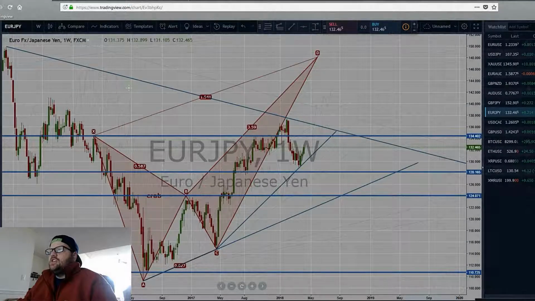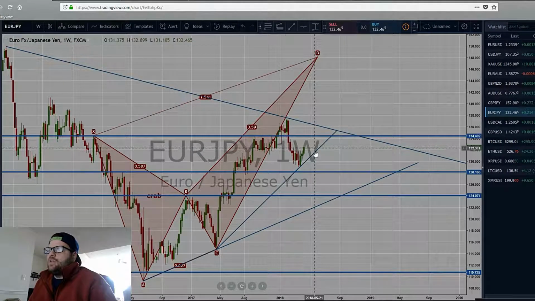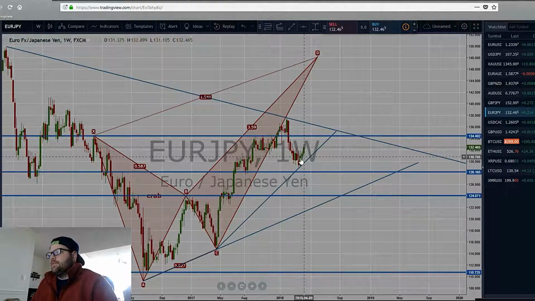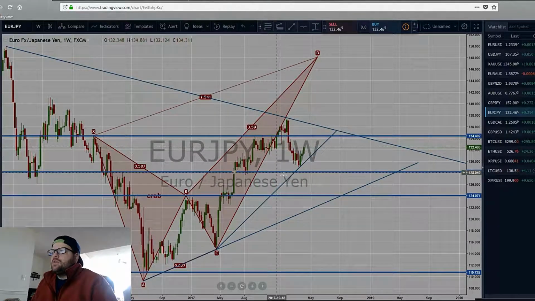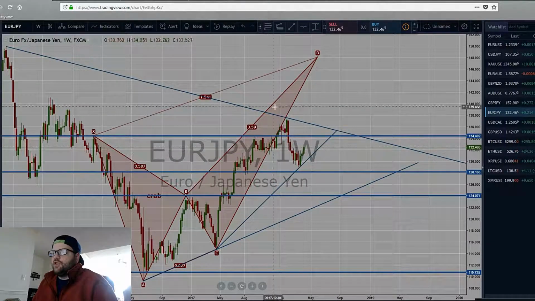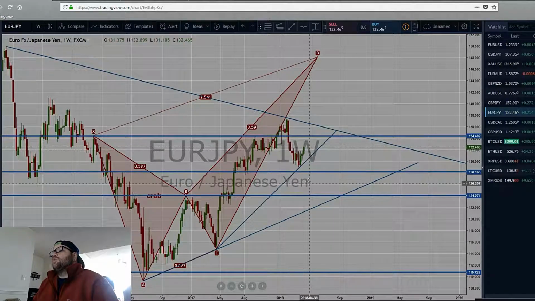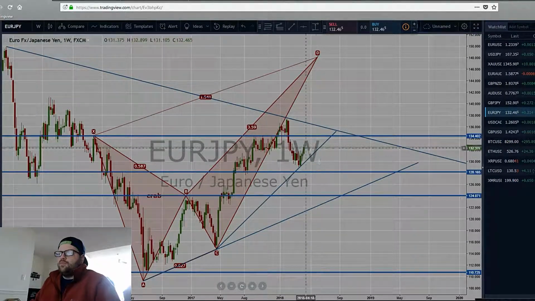All right, next up is EJ. EJ on the weekly time frame. Last week's candlestick was bullish, a pretty sizable bullish candlestick. And so that's just continuing from the previous 2 weeks. We're seeing some sort of retracement off of the bearish movement we saw for almost 2 months prior to that.